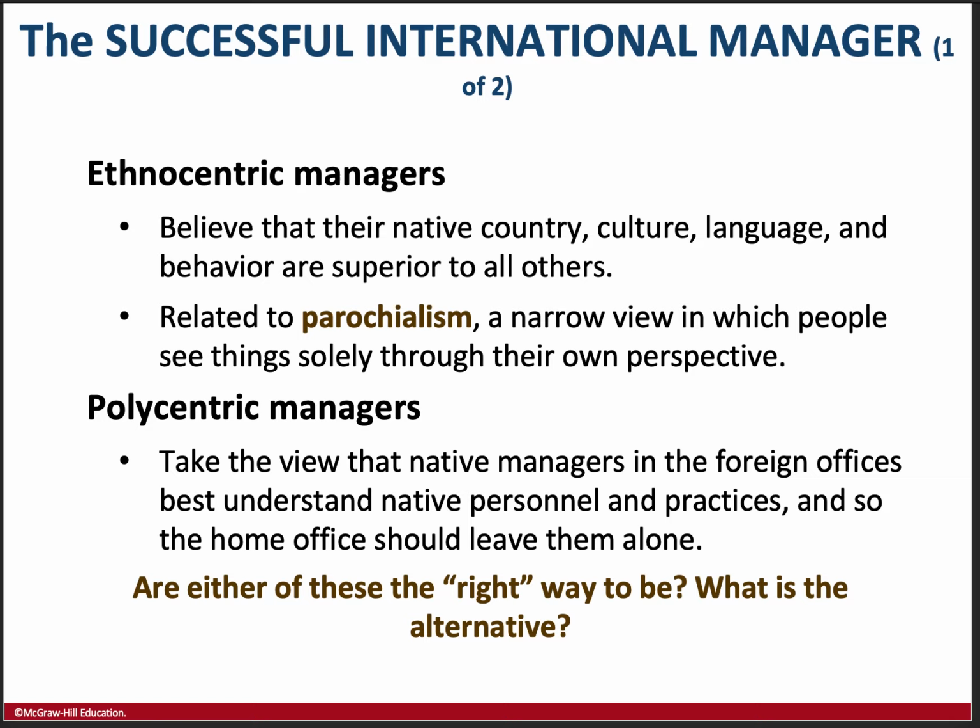Polycentric managers take the view that native managers in the foreign offices best understand the native personnel and practices, and so the home office should just leave them alone.